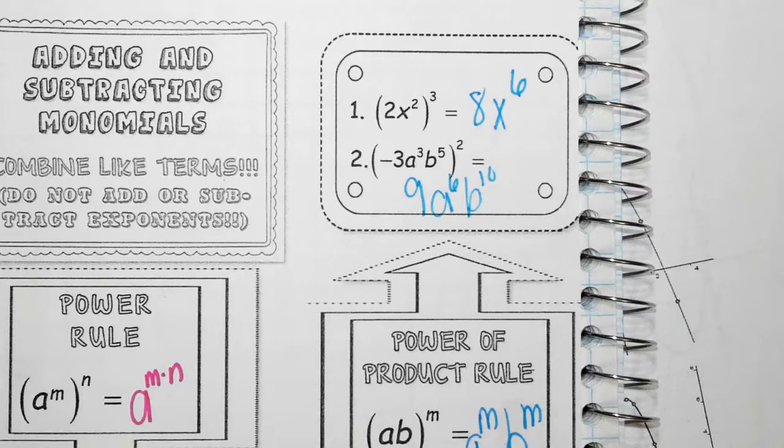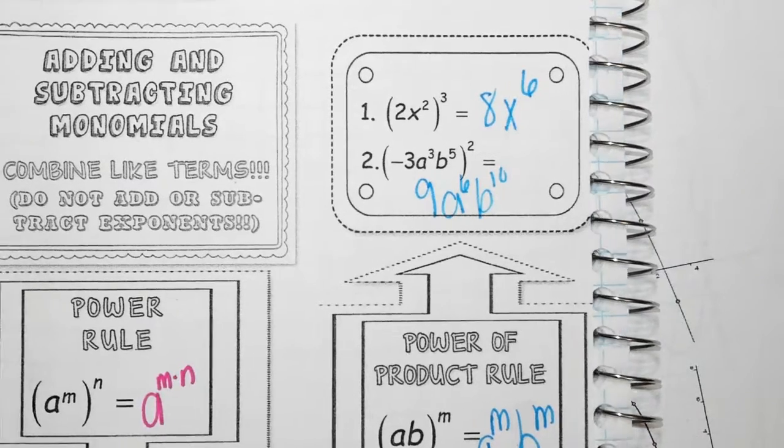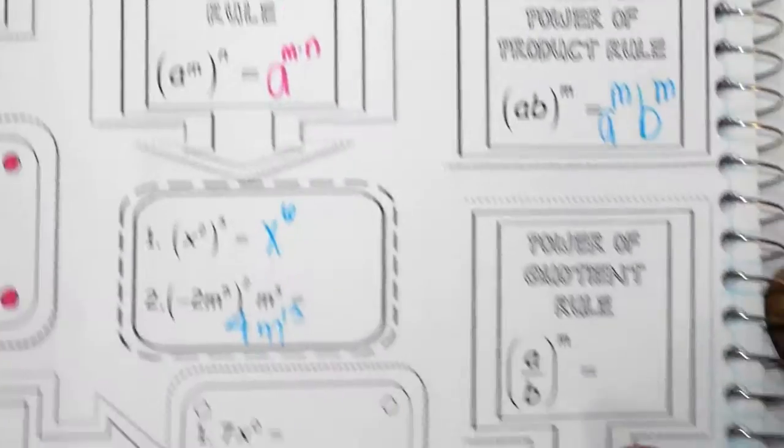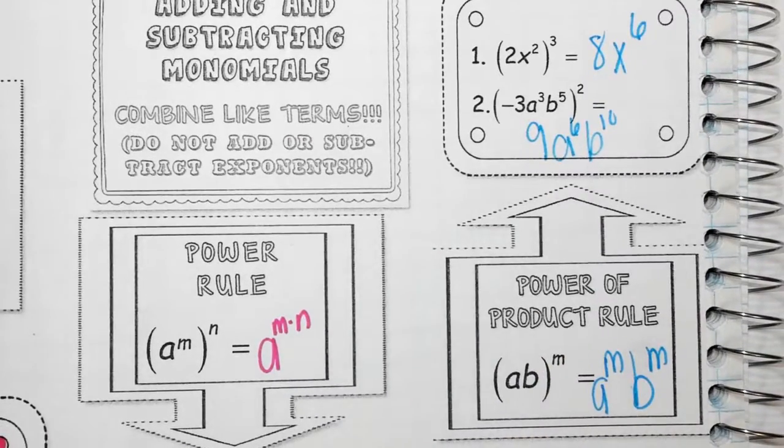Right, that's why I said why. Okay. Alright. Let's go down to power of a quotient rule. Does anybody have any questions on power of product? Alright, power of a quotient rule.